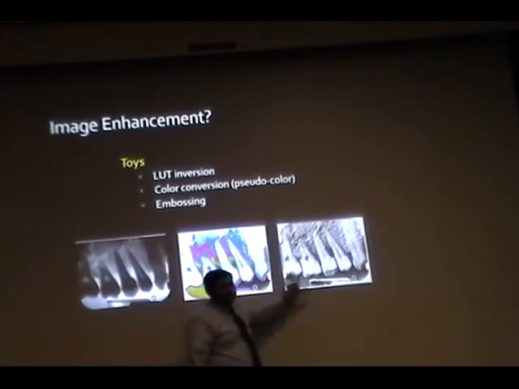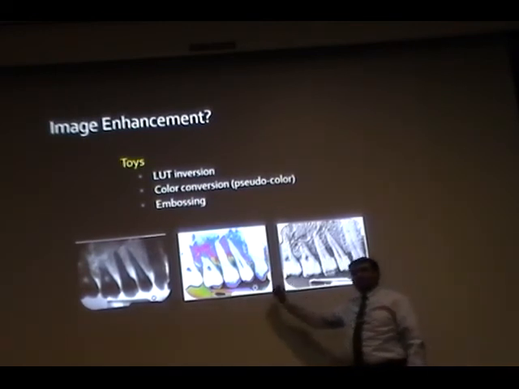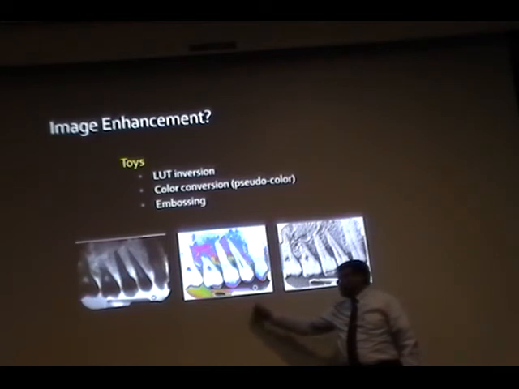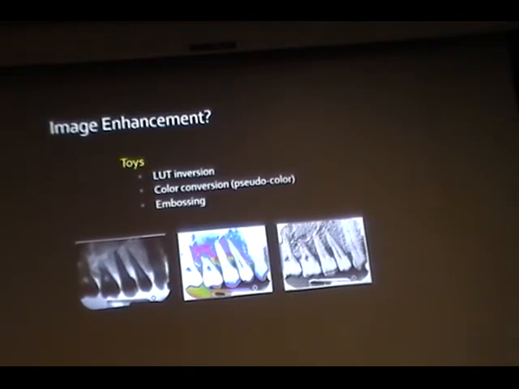Embossing. Again, these are not helpful or diagnostic enough at this point. A company from New Zealand is working on pseudo colors recently. They are telling us that we can identify dental caries or other things, but they are not yet at the stage where we can identify. They're still working on it.